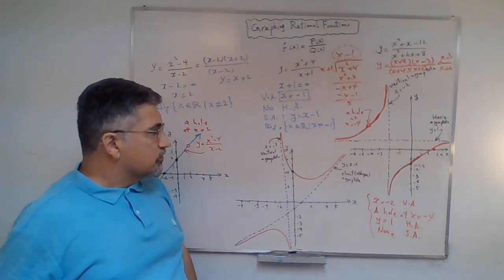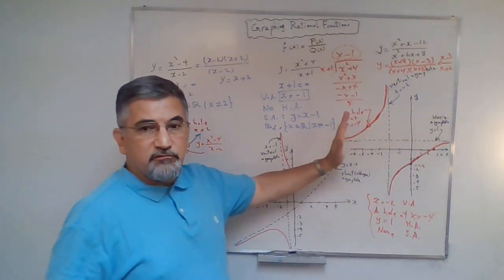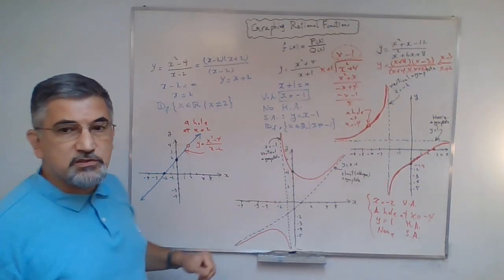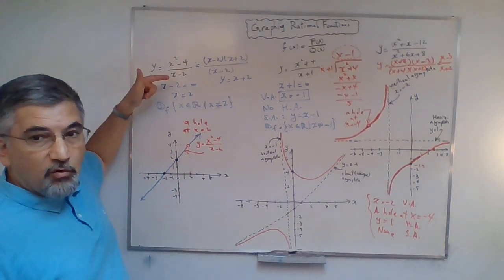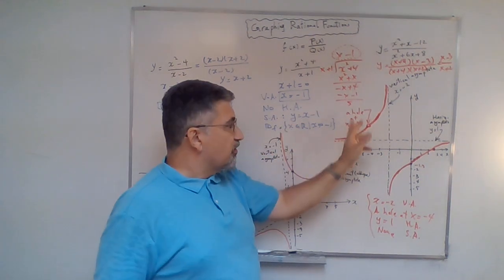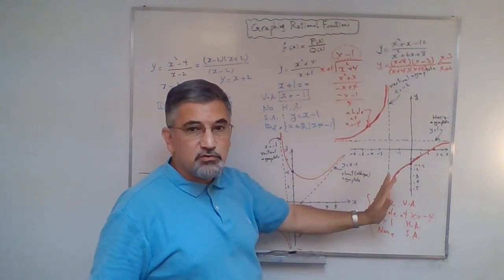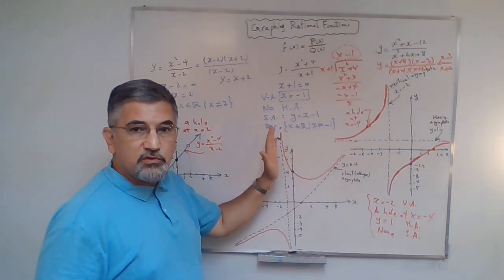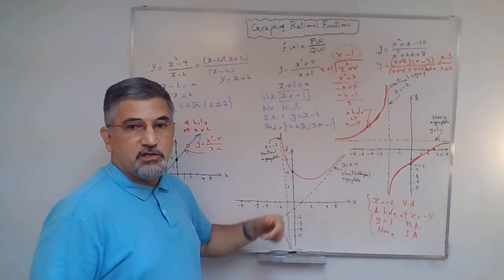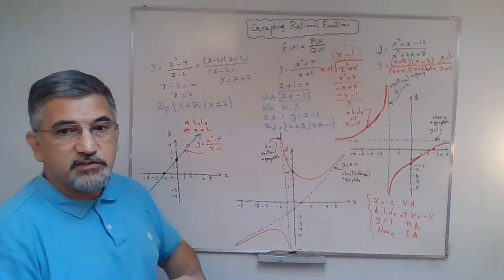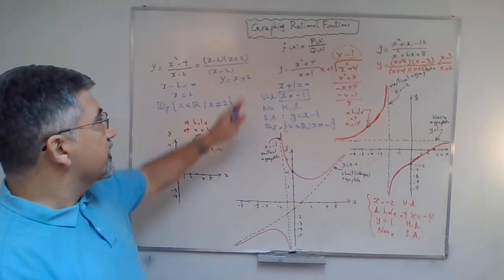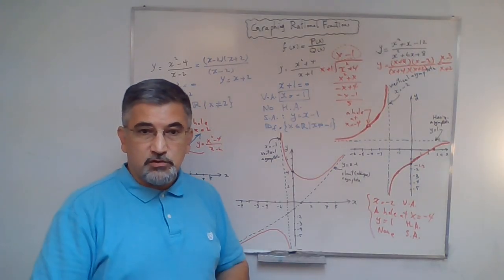So I hope you understood the difference between vertical asymptote and the hole in this lecture. So sometimes we have a hole only, sometimes we have a hole and we have a vertical asymptote, and sometimes we have only vertical asymptotes without any hole. I hope these 3 examples clarify all the details involved with the curve sketching of rational functions.